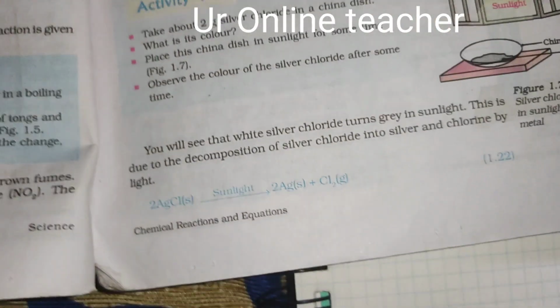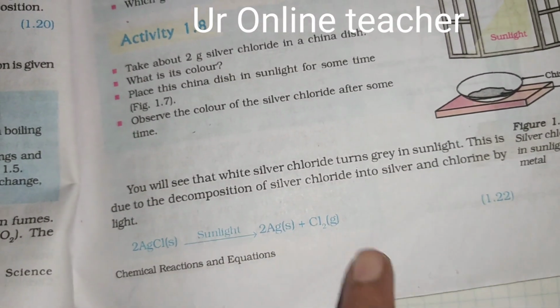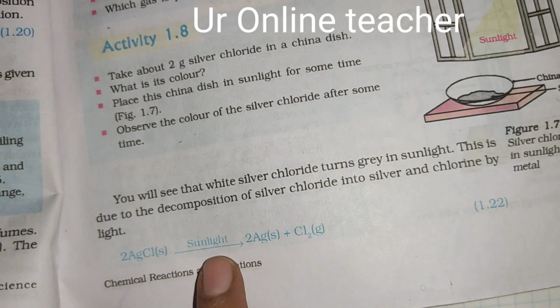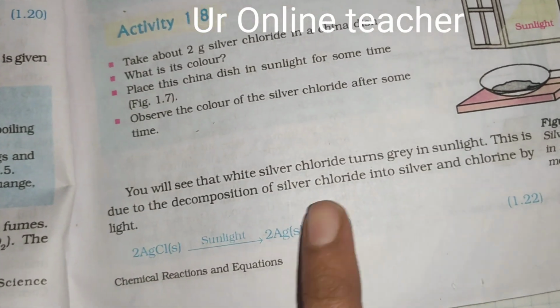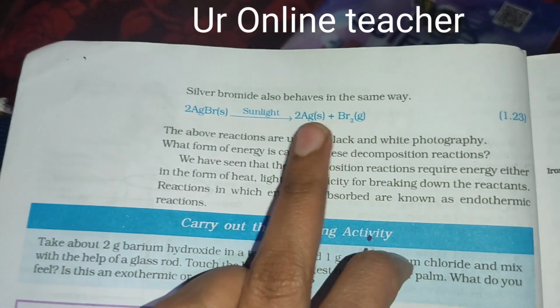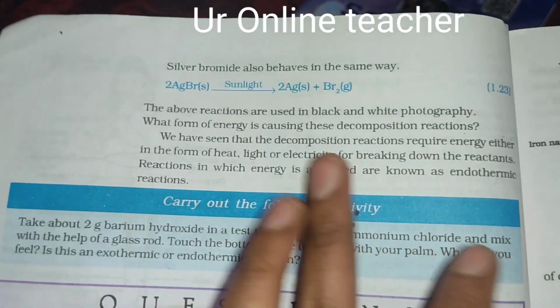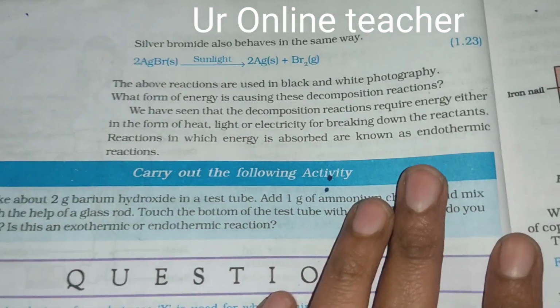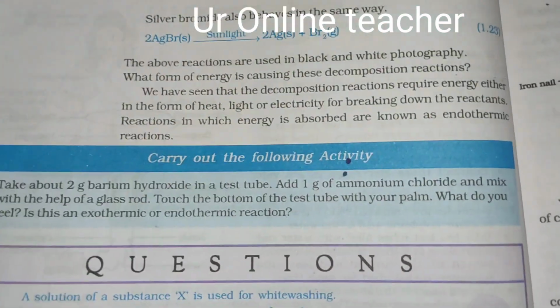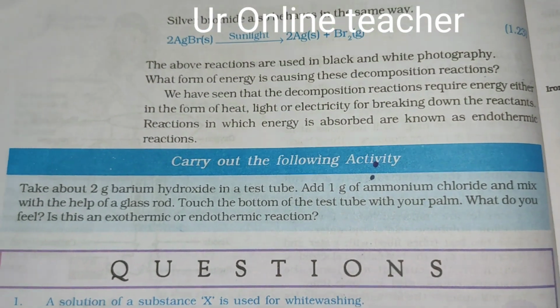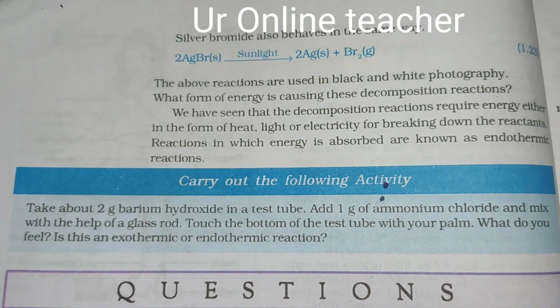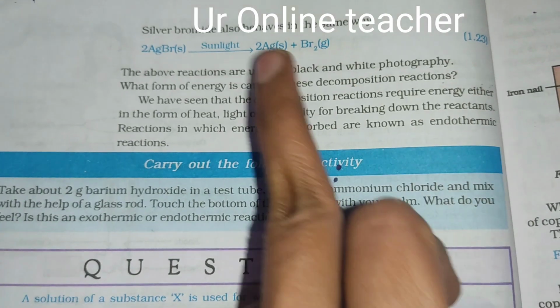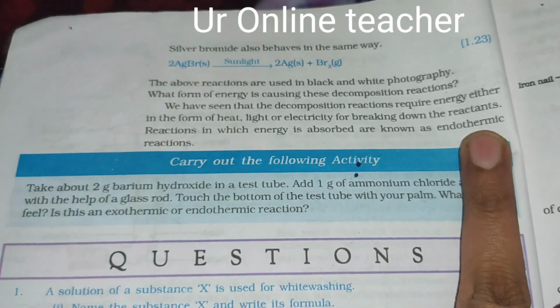Then one more example they give. We see silver chloride. When it is exposed to sunlight, decomposition takes place and it will release silver and chlorine. So with the help of sunlight, it breaks down. And not only silver chloride, silver bromide also behaves in the same way. It divides into silver and bromine. It is used in black and white photography. So what form of energy is used in the decomposition reaction here? It is the sunlight, light energy. So when we give heat, light or electricity, and the reactants break down or decompose to give many products, it is called a decomposition reaction. And because heat is given, it is called an endothermic reaction, as I already told you.